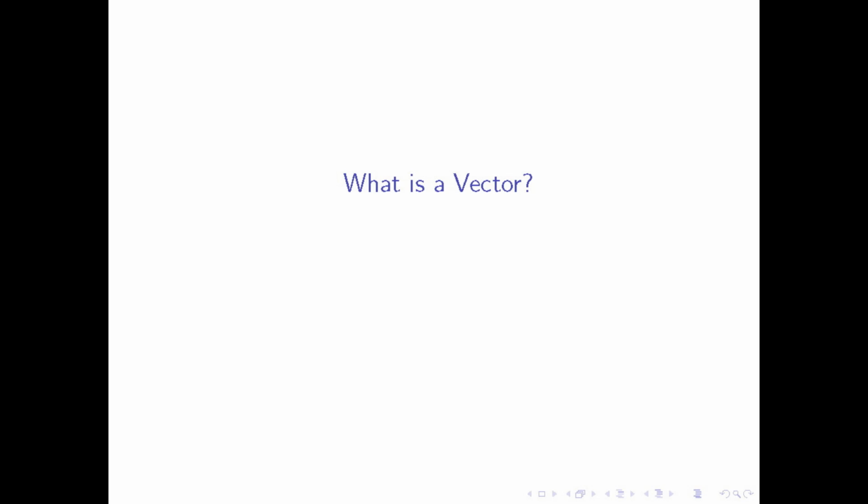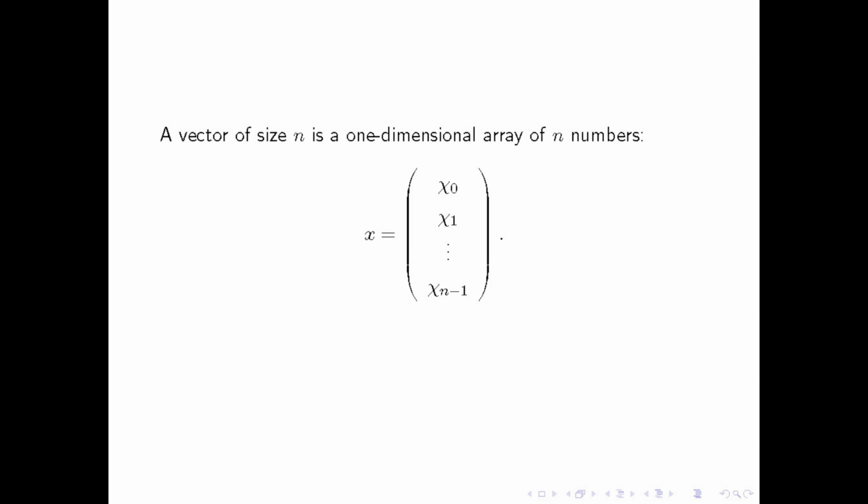In this video, we quickly remind you of what a vector is. For the purpose of this course, a vector is a one-dimensional array of n numbers, where n is finite. The numbers will be referred to as the components or elements of the vector. In this example, we denote the vector by the symbol x.